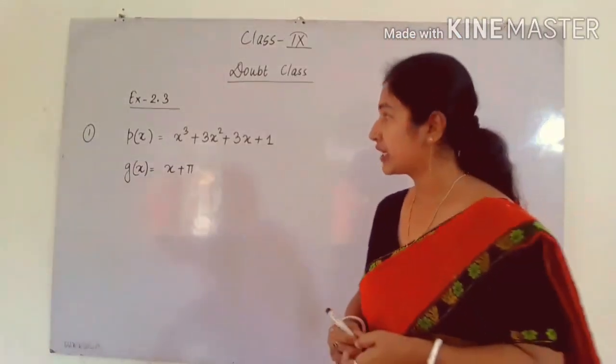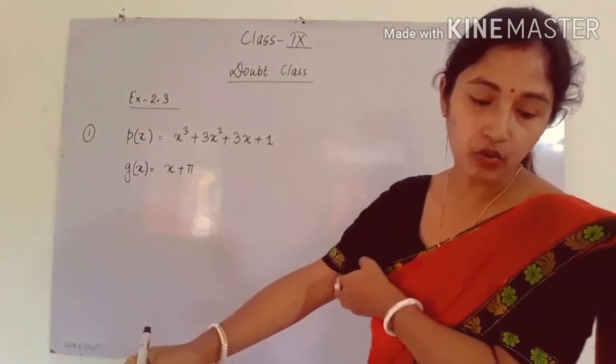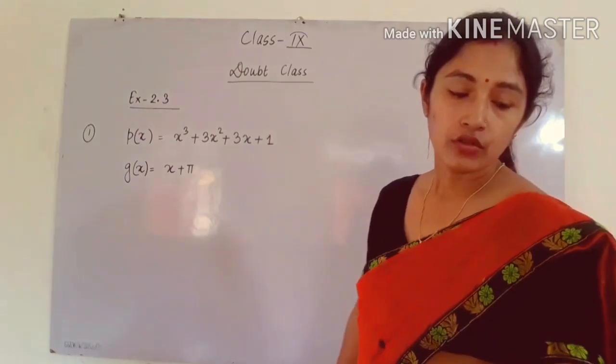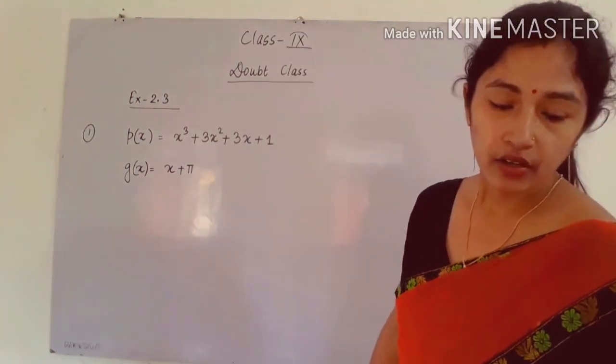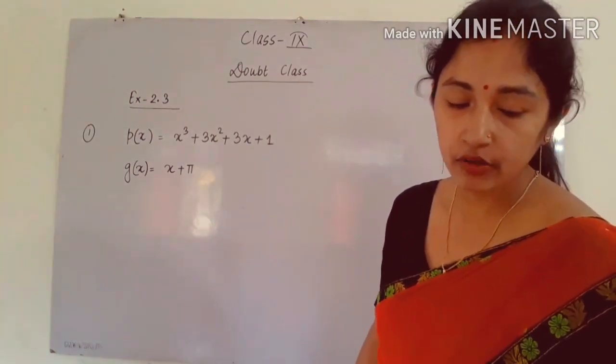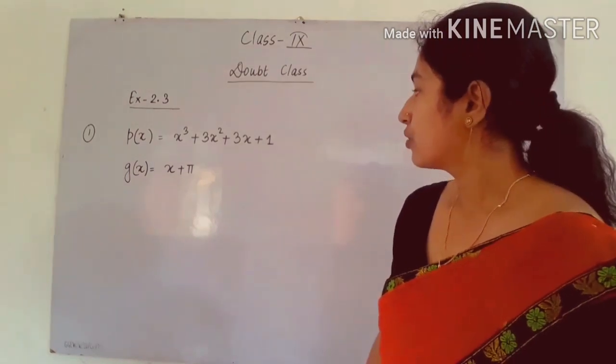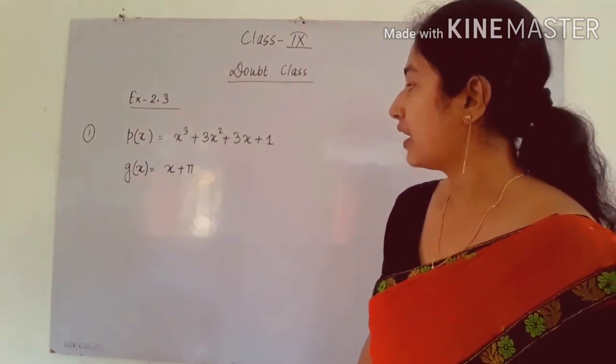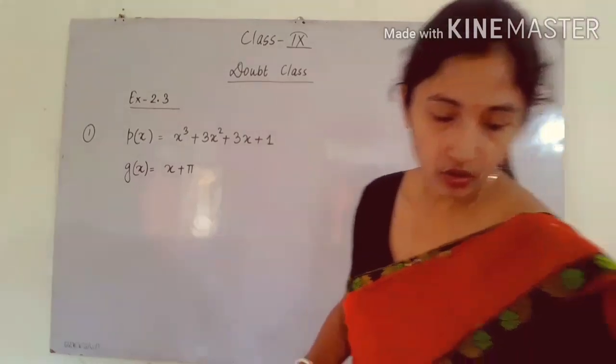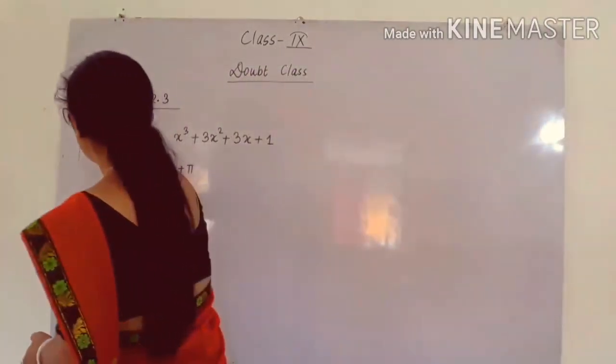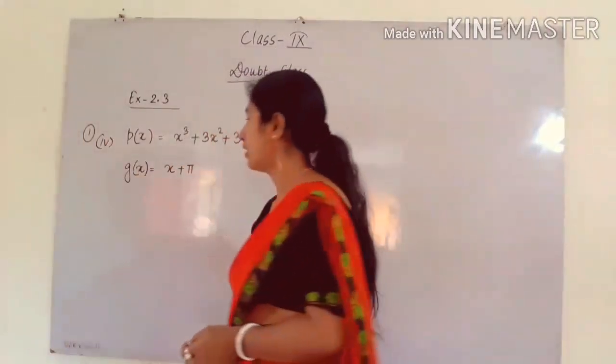So next, come to exercise 2.3, question number 1, 4. See what we have to check here. First of all, one polynomial is given, and you have to divide this polynomial by x plus pi. So I am doing number 4. Some of the students are having doubt in this question.